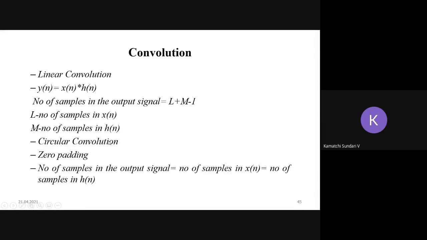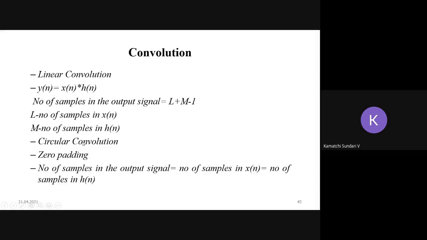And coming to circular convolution, here you have to go for the zero padding procedure if the number of samples in x of n and h of n is not equal. But while doing linear convolution, we don't mind about the number of samples present in x of n and h of n, whether it is equal or not. Directly we can proceed with our linear convolution.